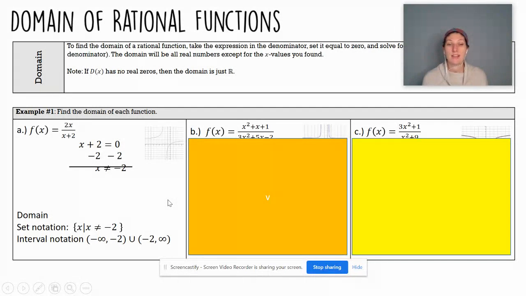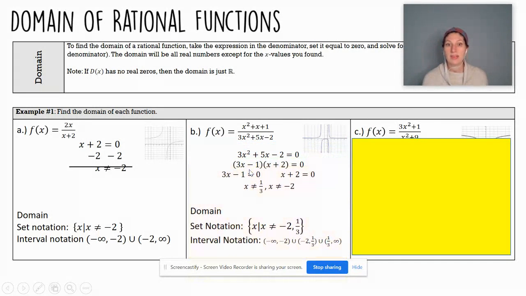All right, the next equation in part B, you want to find the domain, set the denominator equal to 0, and solve. So here we have a quadratic, so see if it's factorable. It is, and a special shout out, please make sure you know how to factor a quadratic when a is larger than 1. You have to make sure you're confident with that.